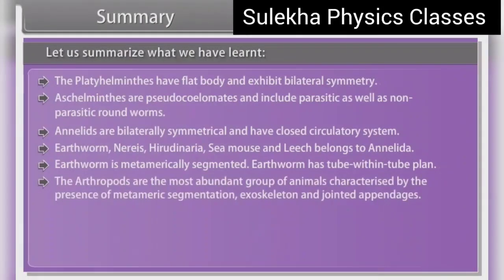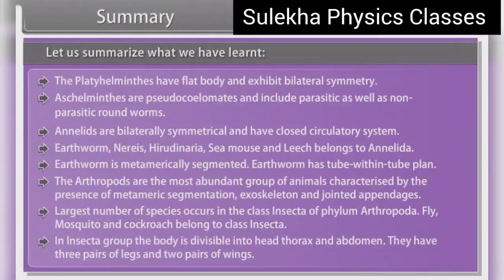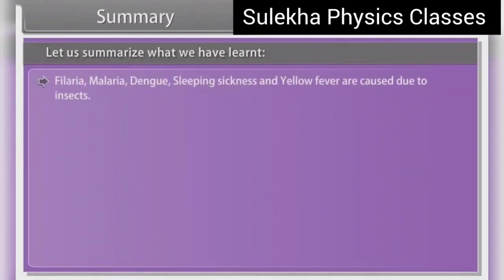The arthropods are the most abundant group of animals, characterized by the presence of metameric segmentation, exoskeleton and jointed appendages. The largest number of species occurs in the class Insecta of phylum Arthropoda. Fly, mosquito and cockroach belong to class Insecta. In Insecta, the body is divisible into head, thorax and abdomen. They have 3 pairs of legs and 2 pairs of wings. Filaria, malaria, dengue, sleeping sickness and yellow fever are caused by insects.